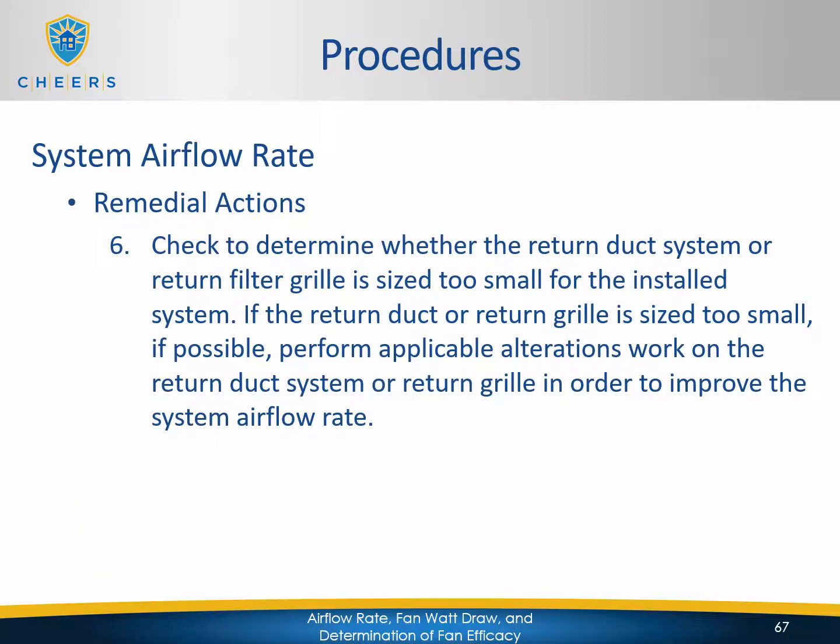They're going to check to determine whether the return duct system or return filter grill size is too small for the installed system. If the return duct or return grill is too small, if possible, they're going to perform applicable alterations work on the return duct system or return grill in order to improve the system airflow rate.